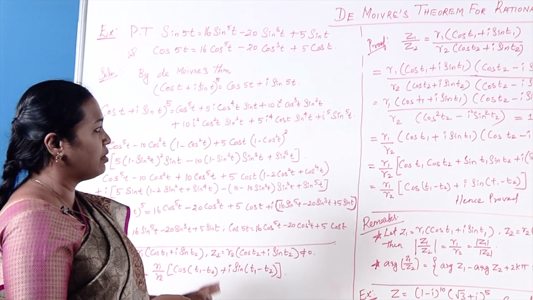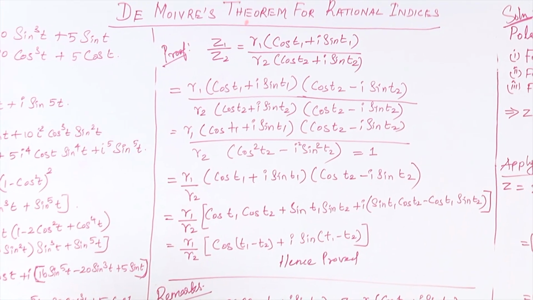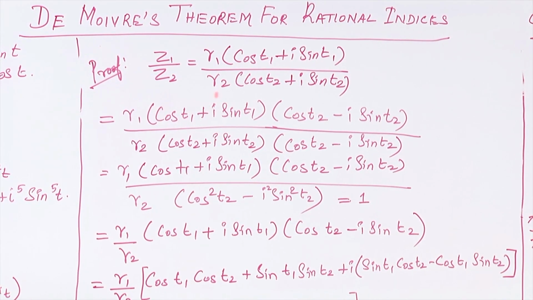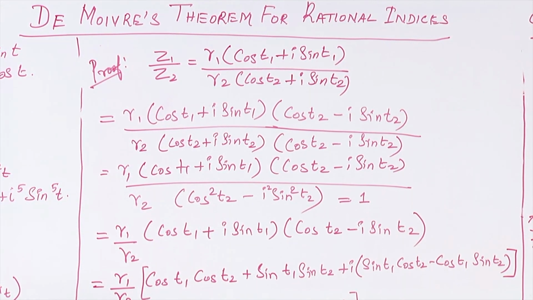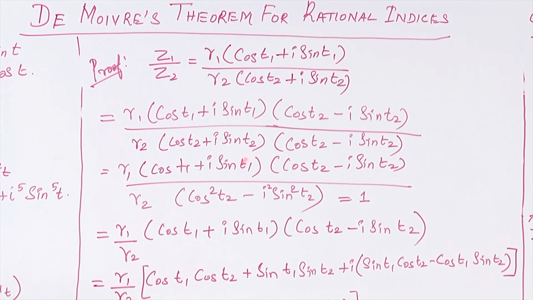We need to prove this, although it might be easy when we look at it, we need to still prove it. So, the proof goes like this: Z1 by Z2 is R1 (cos T1 plus I sin T1) divided by R2 (cos T2 plus I sin T2). The usual method of multiplying by conjugates: the denominator has cos T2 plus I sin T2. Hence, when I am multiplying by the conjugate, I multiply by cos T2 minus I sin T2, both multiply and divide, right. So, you can see that here, and then after which I am going to simplify.